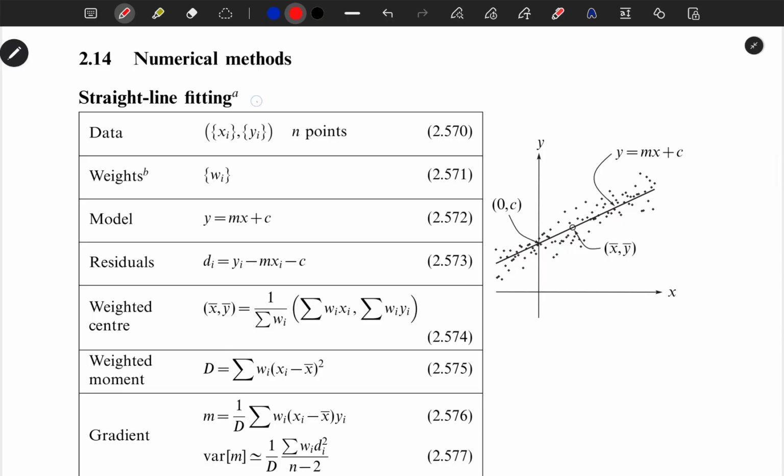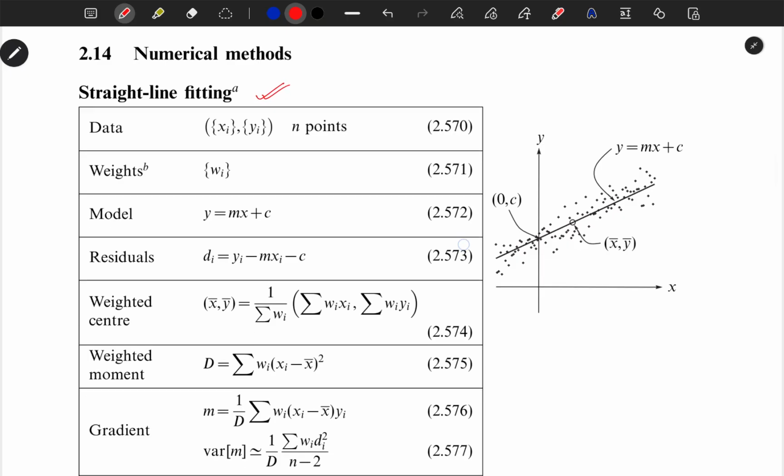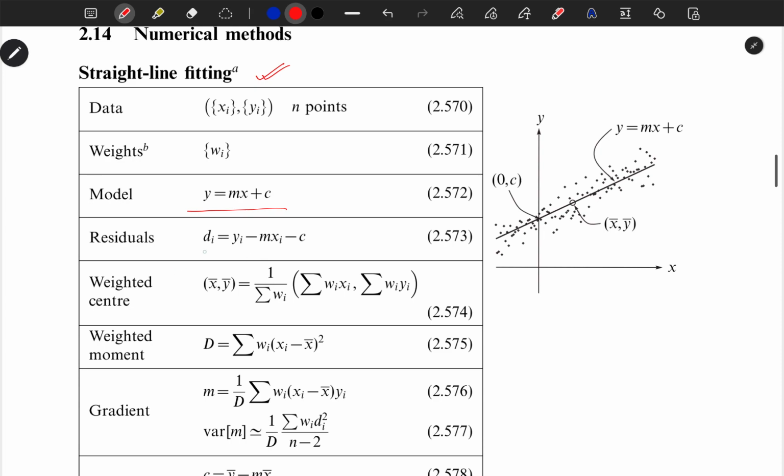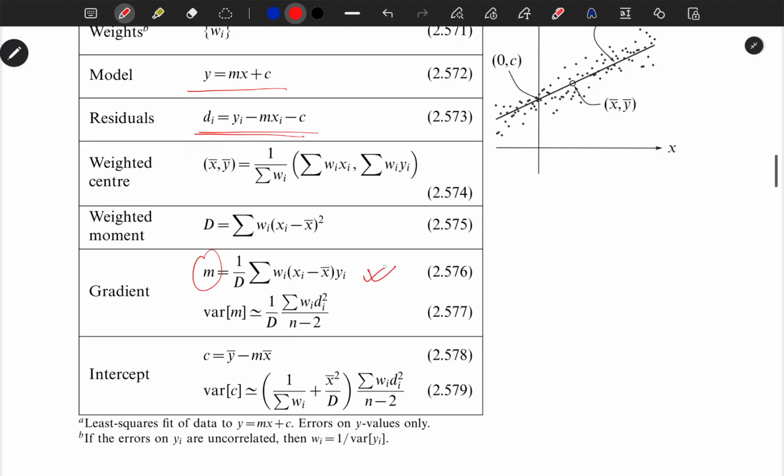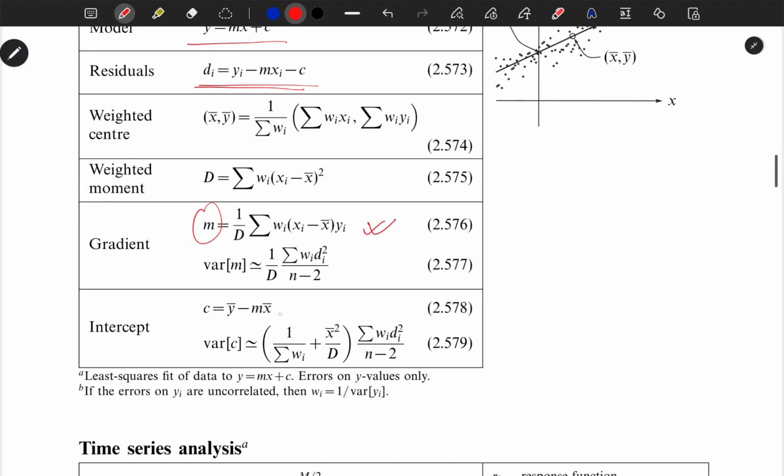Numerical methods of straight line fitting. So model y equal to mx. Now we will use different parameters here. So m we will get like this, and the intercept c will be like this.